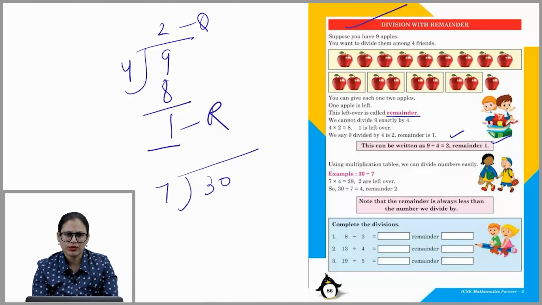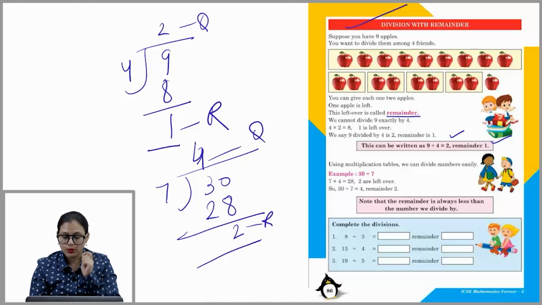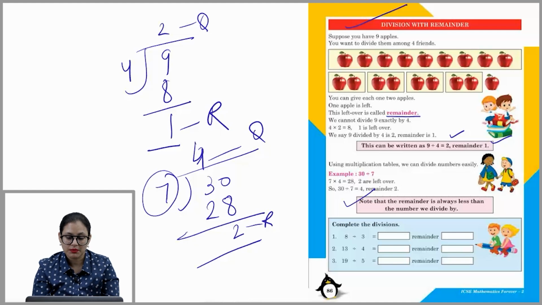Okay. So, you know that 7 into 4 is 28. Now, subtract 28 from 30, we will get 2. So, 4 is the quotient and 2 is the remainder. And one thing, always note students that the remainder is always less than the number we divide by. Here, we are dividing by 7 and the remainder is less than 7. Always remember that.